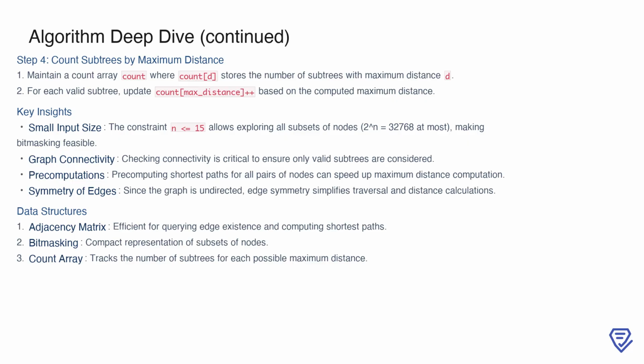Several key insights make this approach efficient. The small input size of n equals 15 makes it feasible to explore all subsets of nodes. Also, ensuring connectivity is critical to avoid invalid subtrees, and pre-computing shortest paths can significantly speed up distance calculations. The undirected nature of the graph further simplifies traversal and distance computations.